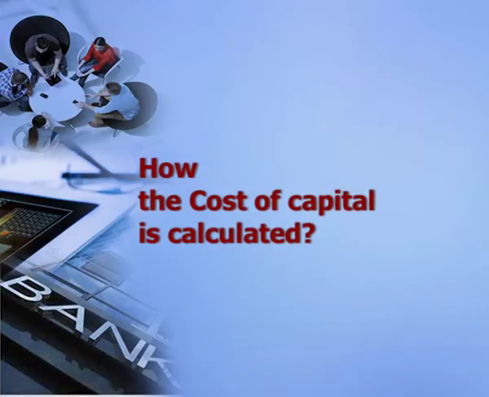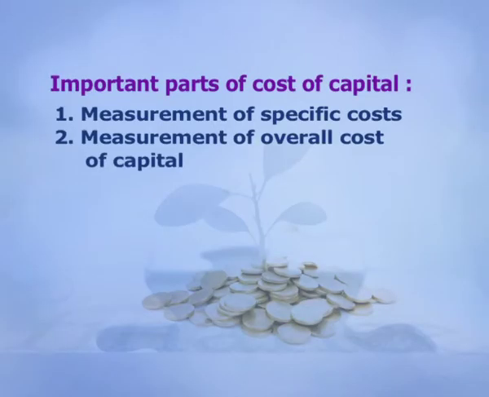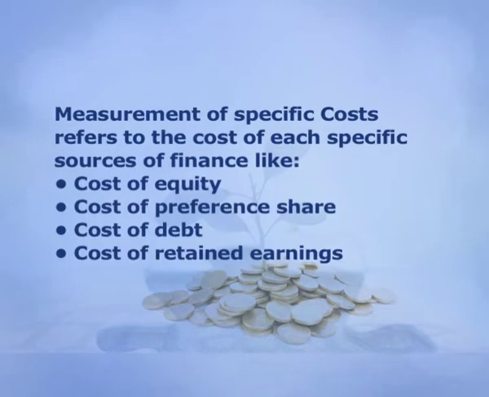Now let us understand how the cost of capital is calculated. Computation of cost of capital consists of two important parts. First is measurement of specific cost and second is measurement of overall cost of capital. Let us see measurement of specific cost. It refers to the cost of each specific source of finance like cost of equity, cost of preference share, cost of debt and cost of retained earnings. Let us discuss each one by one.